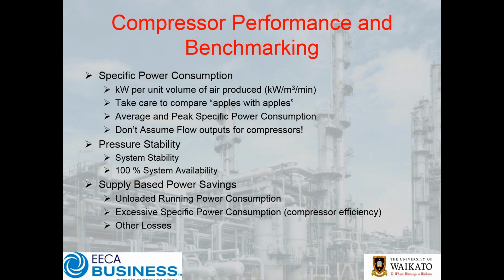Then in terms of your supplier side of the system, you're going to have power used to make air, i.e. your loaded power consumption. Then a lot of compressors, depending on how you're running and operating them, might have a substantial unloaded running component where your compressor's ticking over but not producing any air. You might have excessive specific power consumption because the compressor's old and worn, it's got other losses. Your control strategy, especially if you're using modulating control, will mean that your effective efficiency is nowhere near where it should be. So there's quite a number of benchmarks on the supply side to look at.